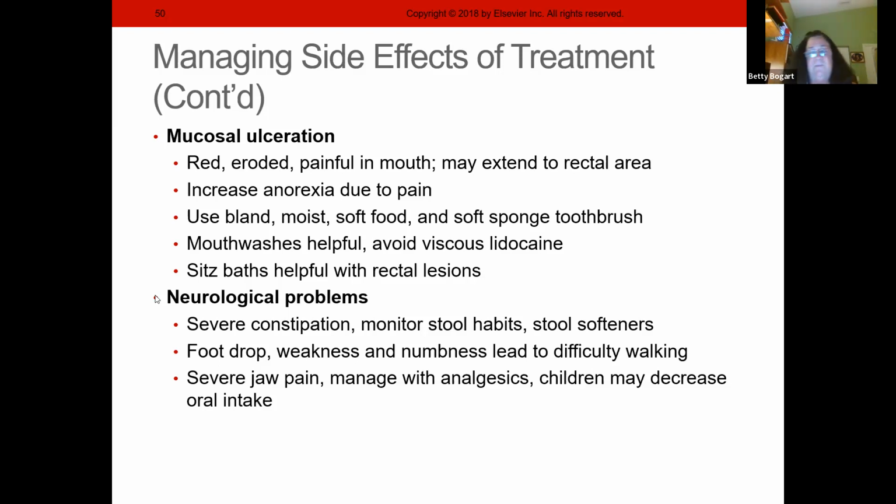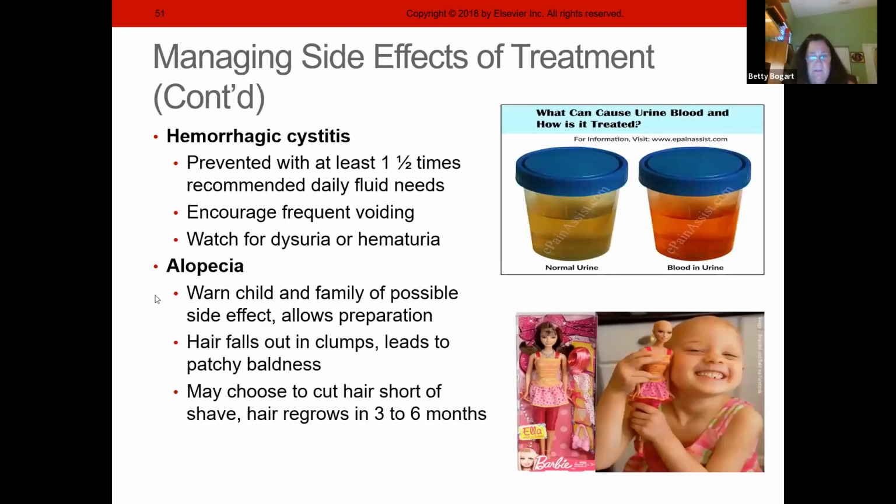Keeping them active, physical therapy, passive or active, it doesn't matter. And a lot of children get jaw pain. Again, giving them something to help that. They can have blood in their urine. And then we always think chemotherapy, they're going to lose their hair.